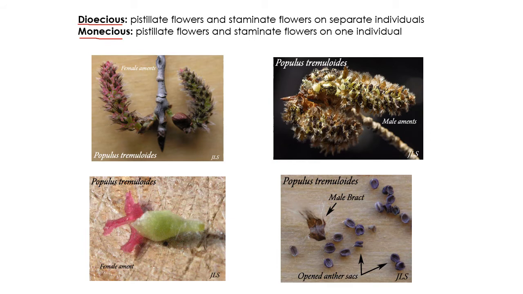Down here are some illustrations, some photos of aspen, quaking aspen, Populus tremuloides. And here we see the female catkins or aments. These are clusters of flowers, and these flowers are all pistillate flowers. Over here we see the male catkins or aments, and those are all staminate flowers. So these over here produce the pollen, and these produce the seeds. Here's a close-up of an individual flower on the bottom, and individual anther sacs down here.